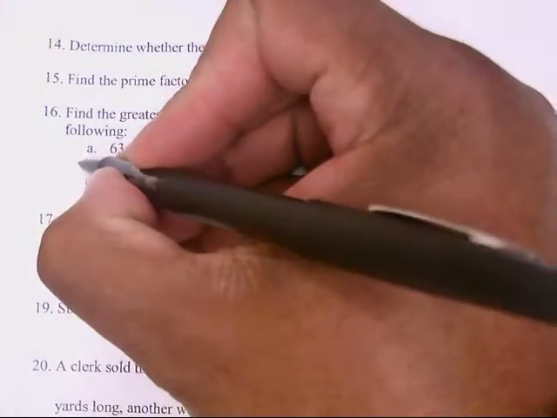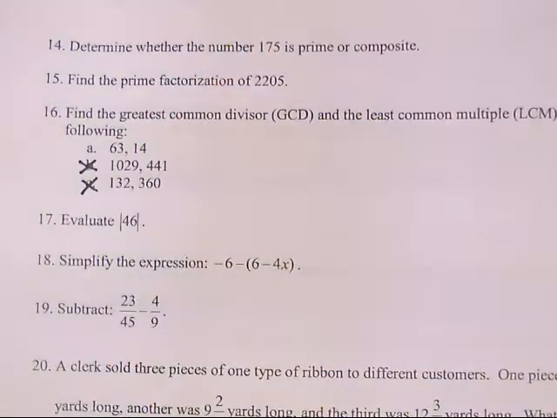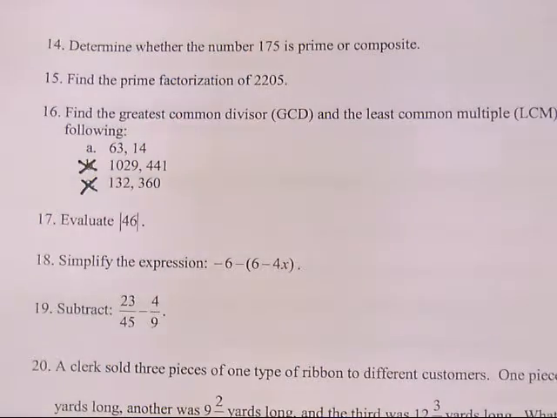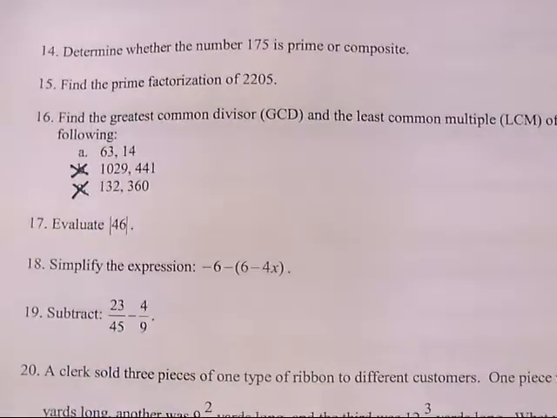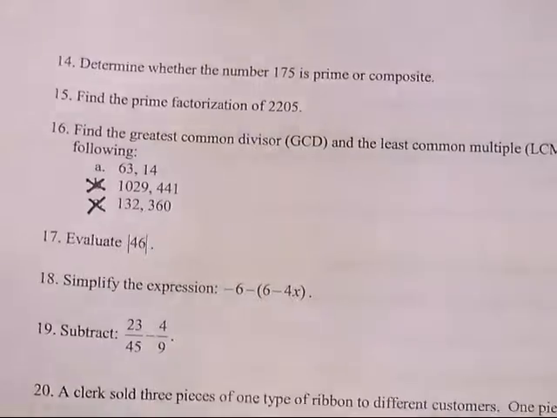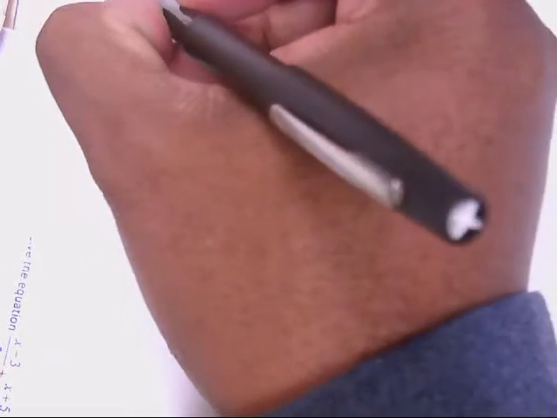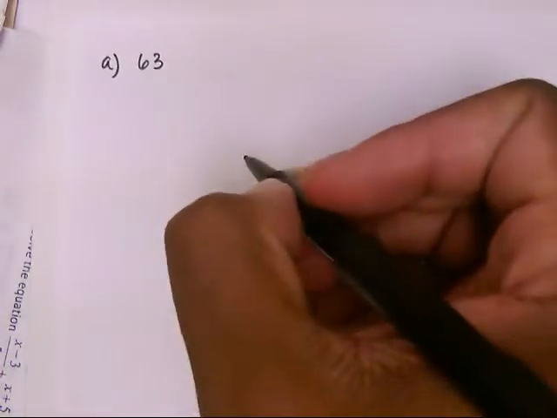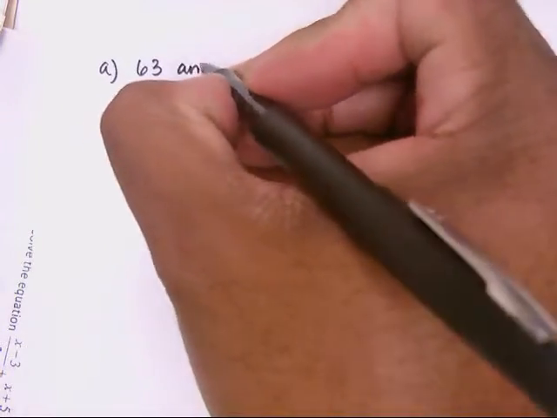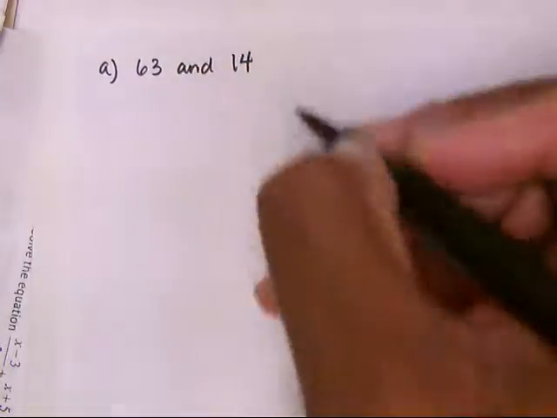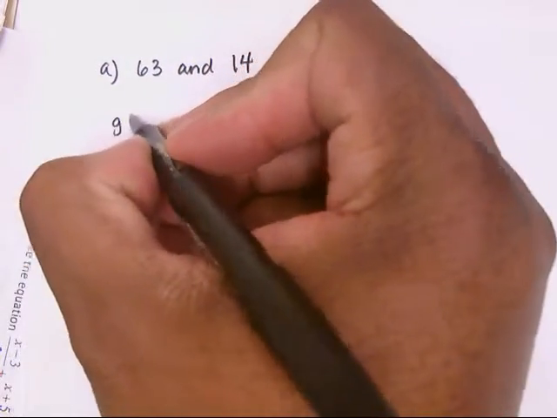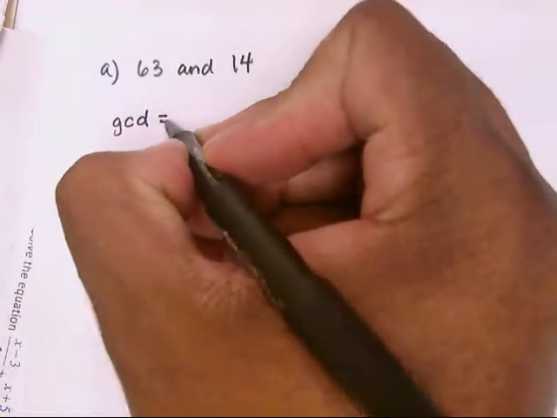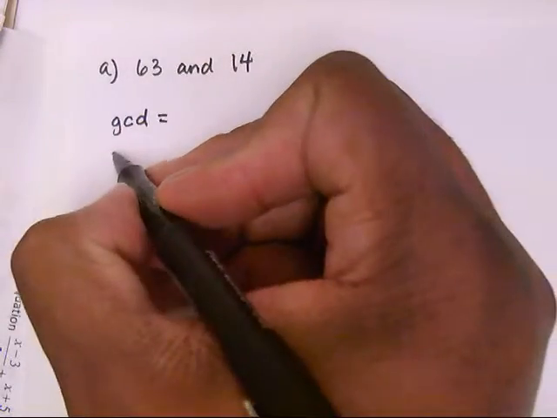And I omitted parts B and part C. Here you have to find the greatest common divisor and the least common multiple of the following. And in this case, part A was 63 and 14. Alright, we'll start with the greatest common divisor, or GCD.